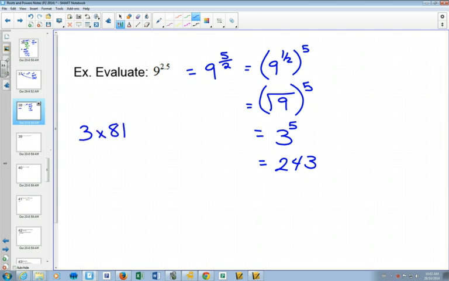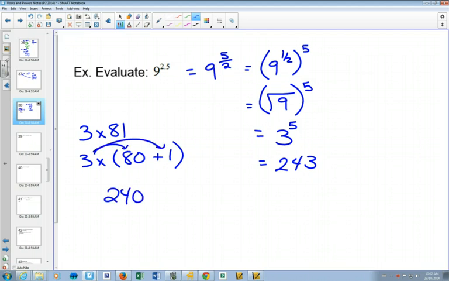Mental math for 81 times 3, I would probably suggest that you change 81 to 80 plus 1 and use your algebra skills. What's 3 times 80? 240. What's 3 times 1? And you get 243.